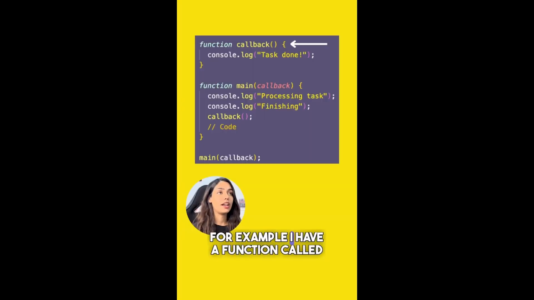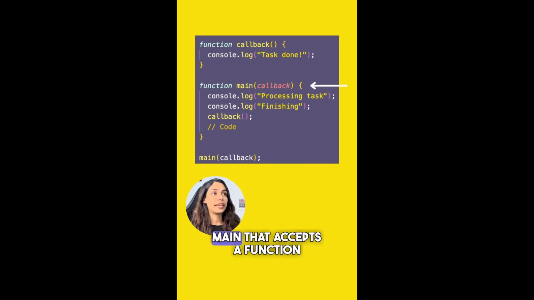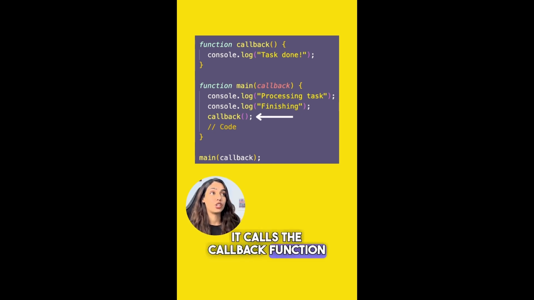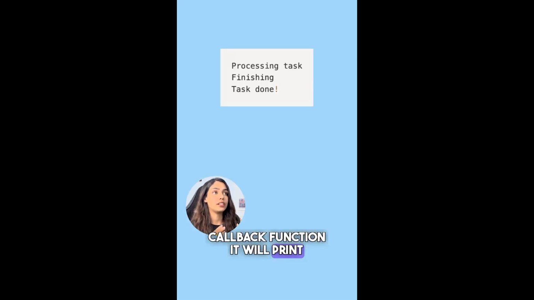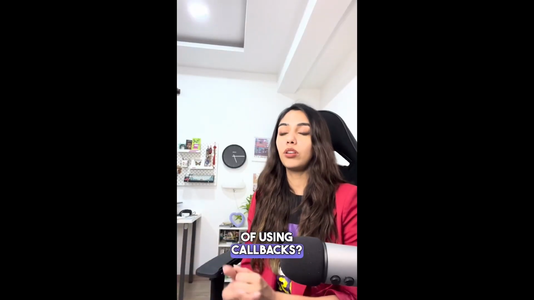For example, I have a function called callback that prints task done to the console. I have another function called main that accepts a function parameter. Inside main, it performs some task, and after these tasks are finished, it calls the callback function and then maybe performs some other tasks. So if you call main with this callback function, it will print processing task finished and task done. Can you give me a practical example of using callbacks?